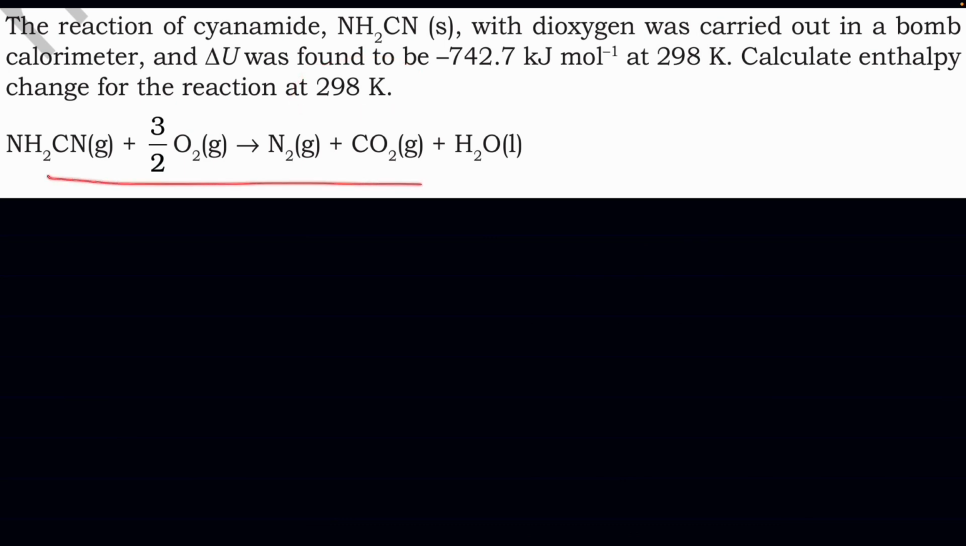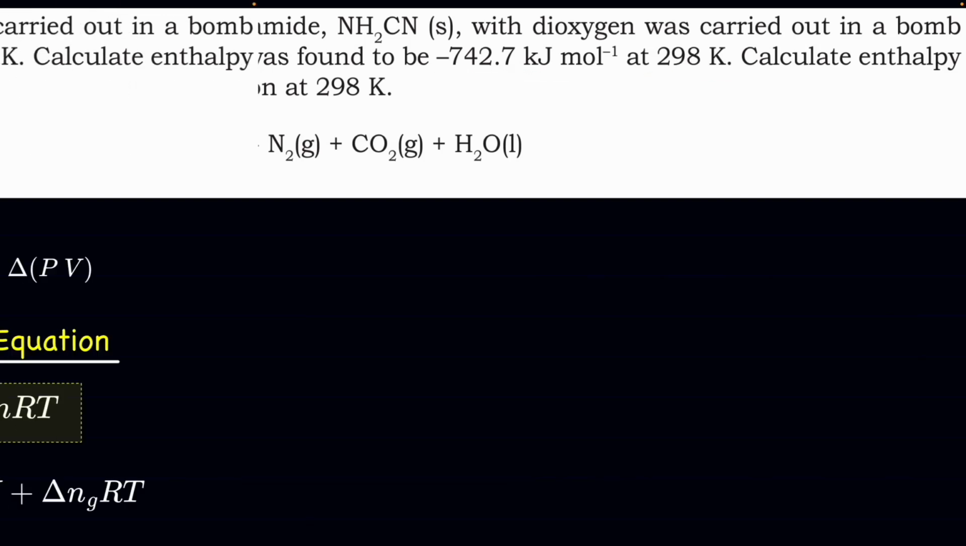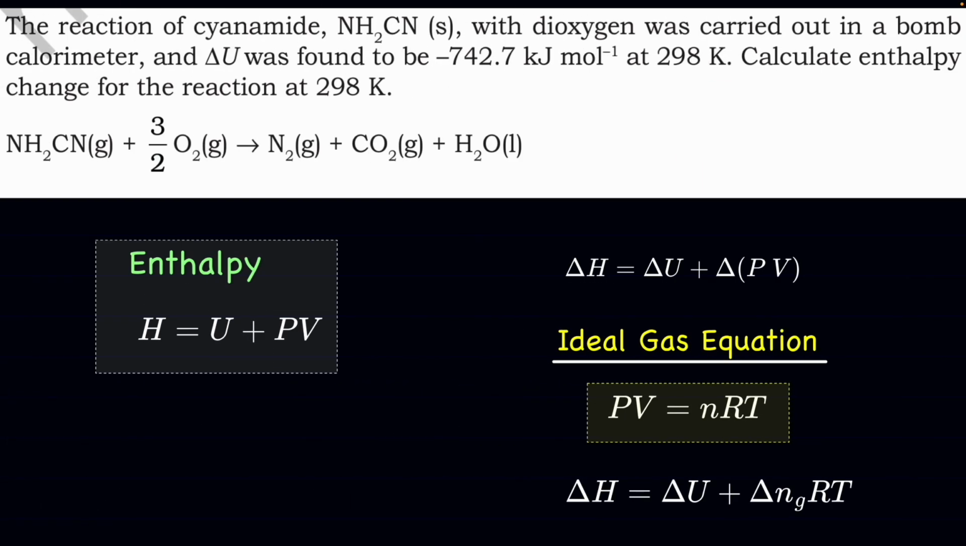So this is the reaction of the question. We are going to use the internal energy and the temperature values for that. Let's solve the problem. In the question, we have to find the enthalpy. Enthalpy, represented as capital H, is equal to U plus PV. U is the internal energy, P is the pressure, and V is the volume. So the change in enthalpy is equal to change in internal energy plus delta P into V.